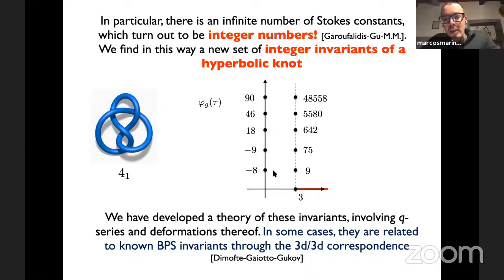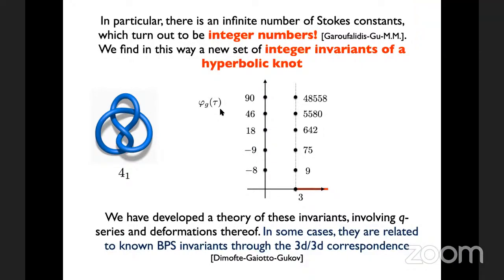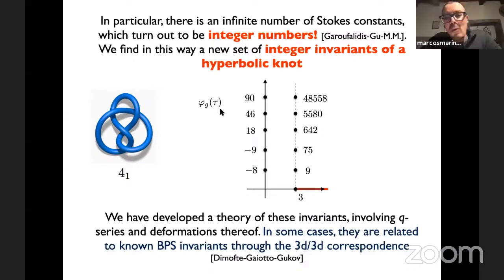And that's actually very surprising because these series, φ_g(τ) and φ_c(τ), these power series that you constructed, are not made out of integers. I mean, they are actually formal power series whose coefficients are essentially rational numbers, okay? You find square roots of three, for example, in this example, and there is a quadratic field that appears here associated to the knot, but they are essentially rational numbers. Still, when you calculate the Stokes constants, they turn out to be integer invariants.